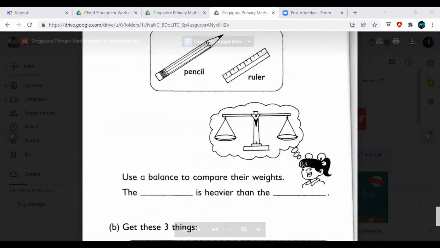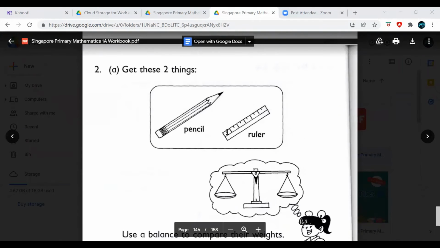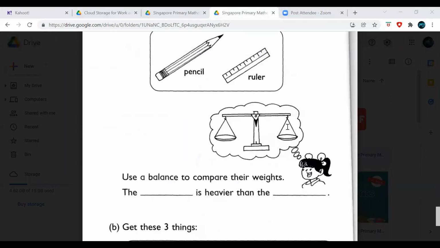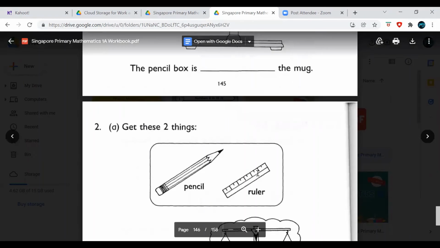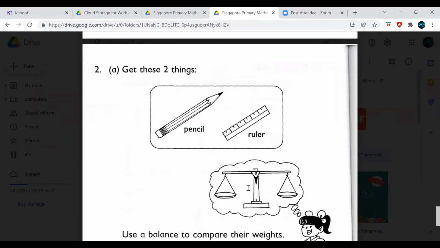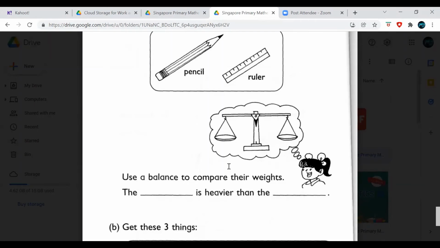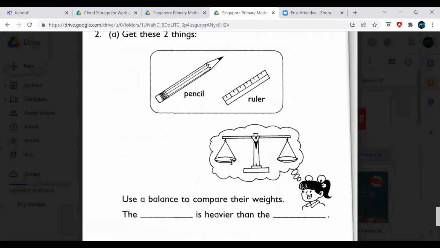Use a balance to compare their weights. Oh, right, this can also be called a balance, not just a scale. Okay, use a balance to compare their weights. I don't really think you can do that, but just try and guess.